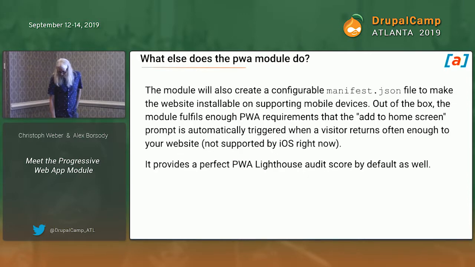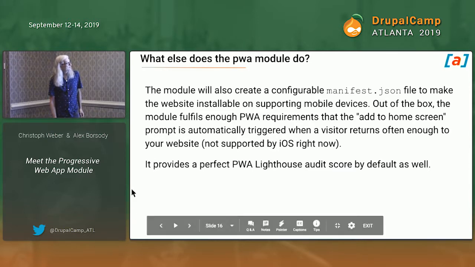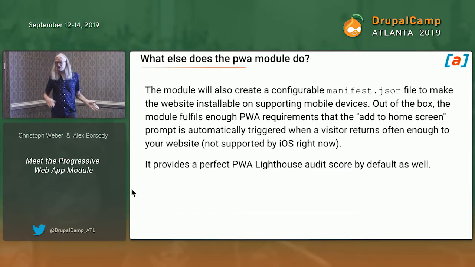So we do get a configurable manifest.json file to make the website installable on supported mobile devices. There's an admin screen that Alex will show. In total, out of the box, the module gives you enough features so that when you run the Lighthouse audit that Mark showed yesterday, you basically get full marks. It's just going to be about as good as you should be as a baseline out of the box. Just drop it in and you're good to go.